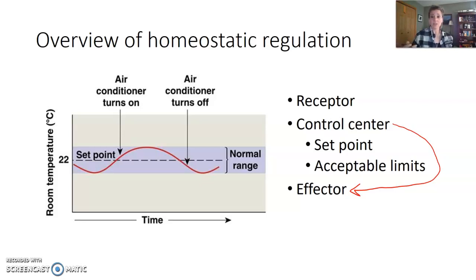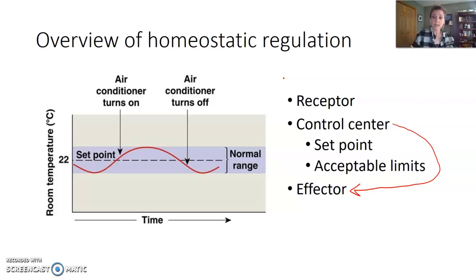And that change is usually opposite to the way that the stimulus occurred. So if the stimulus was an increase in temperature, then the effector is going to bring about changes in the body that are going to lower the temperature. So we call that negating the stimulus.